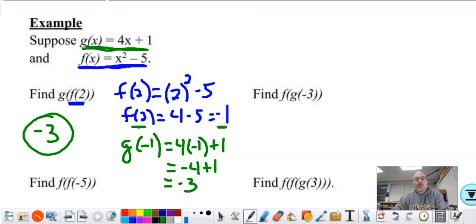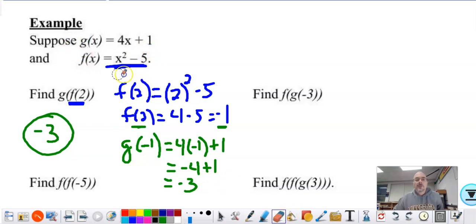Okay. Let me just double check my work here. Let's see, I plug the 2 into the f of x, and I get 4 minus 5, it's -1. I take the -1, I plug it into the g of x. 4 times -1 plus 1 is -3. Okay, looks good. All right, now I'm going to do that for this next one.